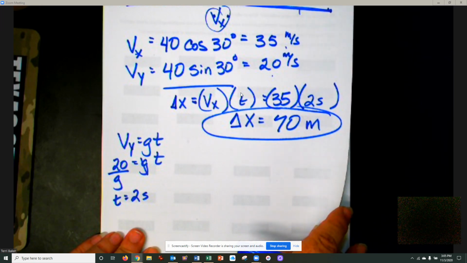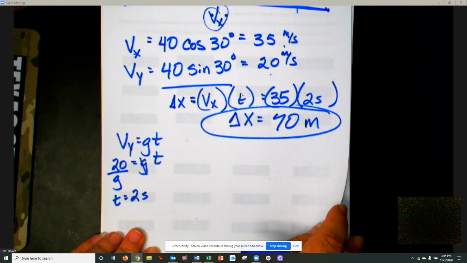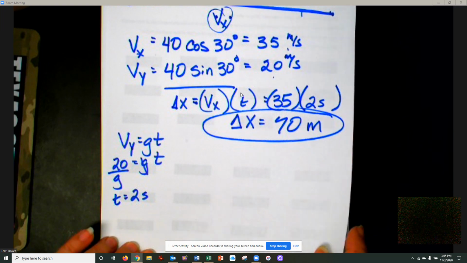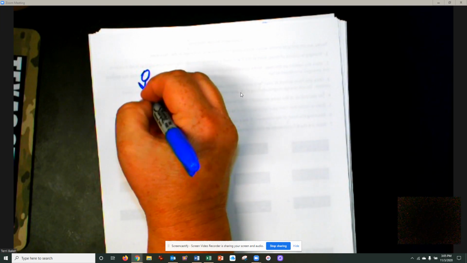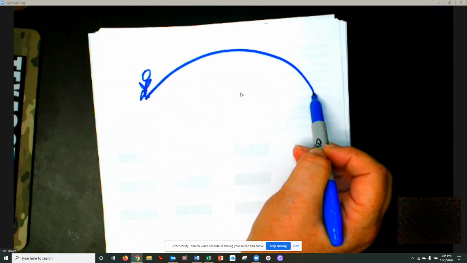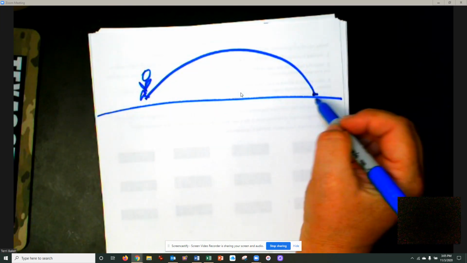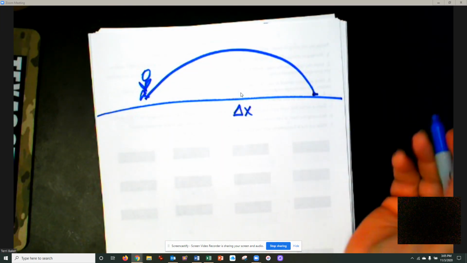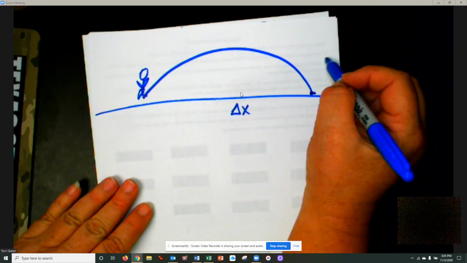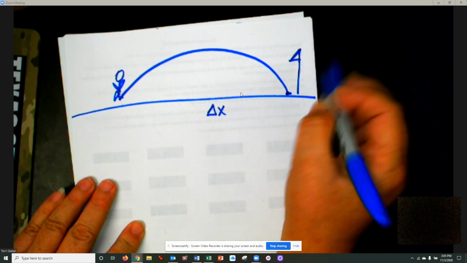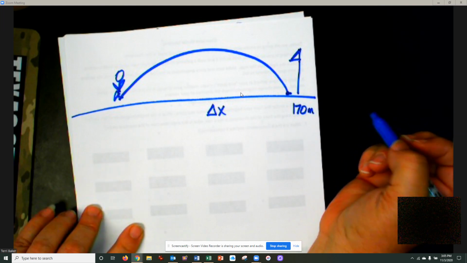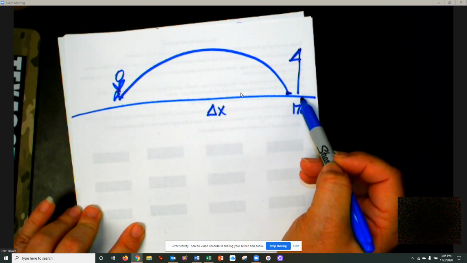Now number 10 is almost identical. But in this case, we have a golfer teeing off at a 170 meter par 3. So here's our golfer, hits the golf ball. Okay, it lands somewhere. Where does it land? Okay, the flag is 170 meters away. How close does the ball land to the flag?